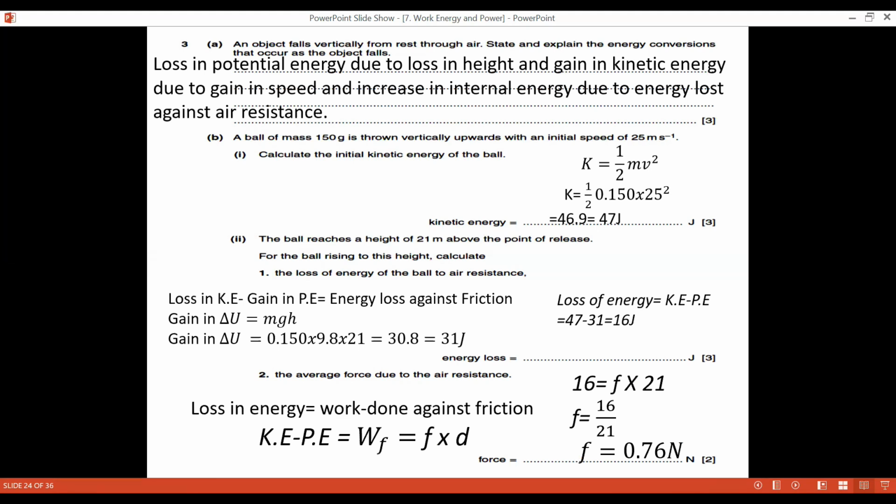So if there is some friction, then we have to keep in mind that some energy will be lost against resistive forces or friction. We have to consider that in the equation of energy.